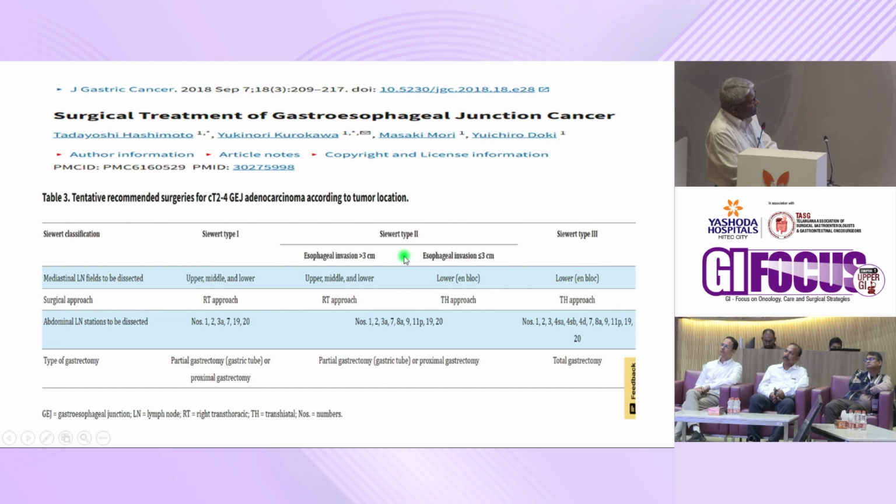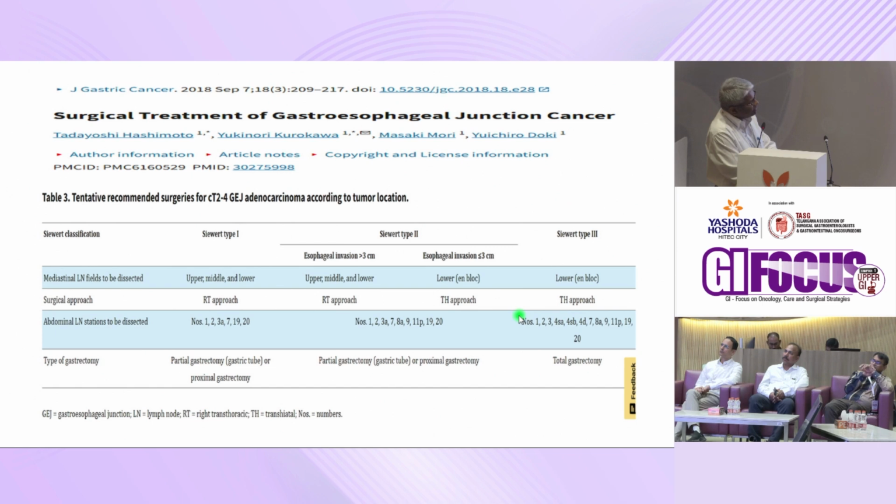Coming to type 2, if the esophageal involvement is more than 3 centimeter, the mediastinal lymph nodes, depending on the extent of the tumor, upper, middle, and lower, right thoracic approach, lymph nodes, abdominal lymph nodes, and a partial gastrectomy or a proximal gastrectomy. Less than 3 centimeter, only the lower thoracic lymph nodes are resected. The approach should be trans-hiatal.